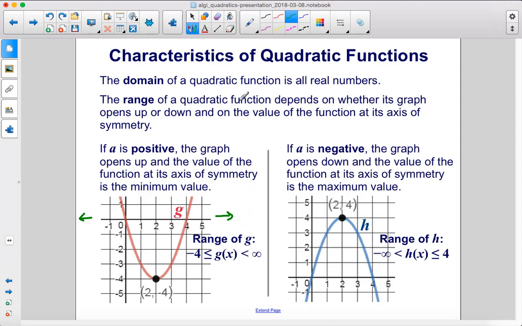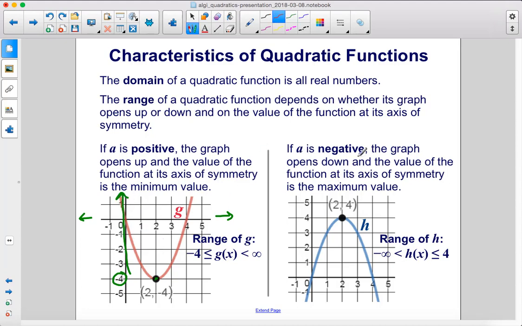The range of a quadratic function depends on whether its graph opens up or down and on the value of the function at its axis of symmetry. If a, the coefficient of the x squared term, is positive, the graph opens up, and the value of the function at its axis of symmetry is the minimum value. So the range would be from negative 4 up to positive infinity.